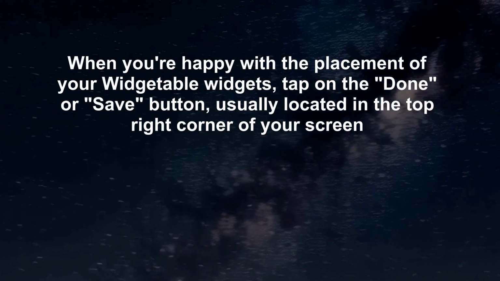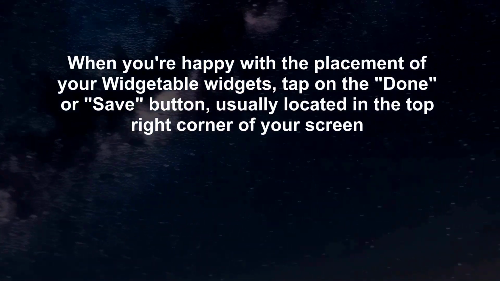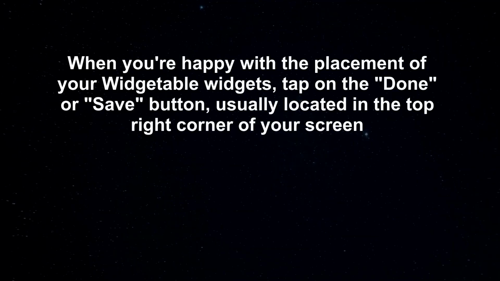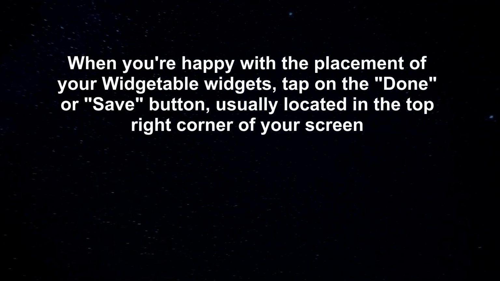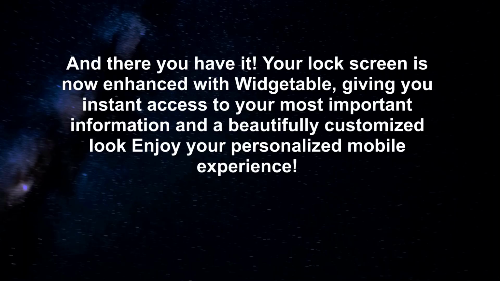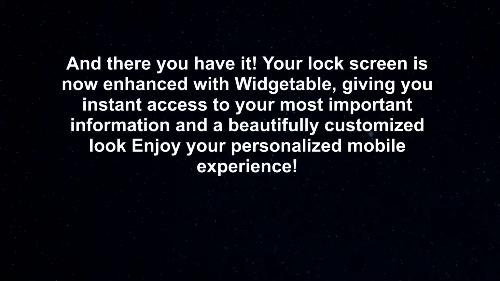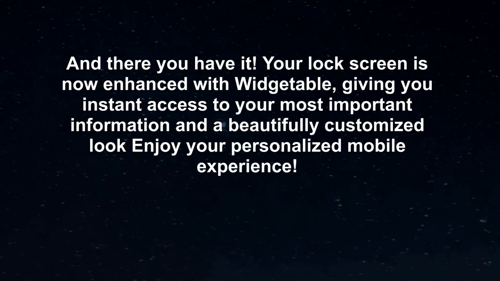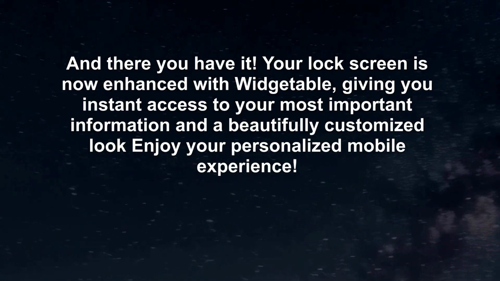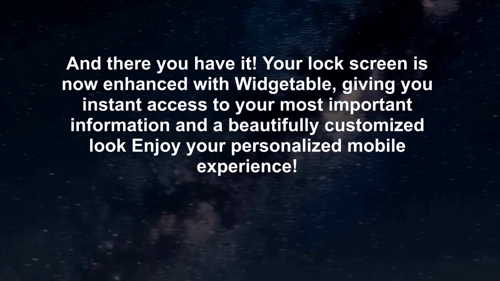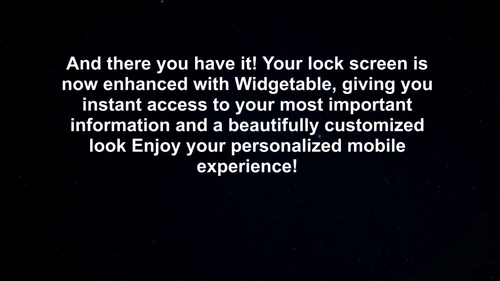When you're happy with the placement of your Widgetable widgets, tap on the Done or Save button, usually located in the top right corner of your screen. And there you have it. Your lock screen is now enhanced with Widgetable, giving you instant access to your most important information and a beautifully customized look. Enjoy your personalized mobile experience.